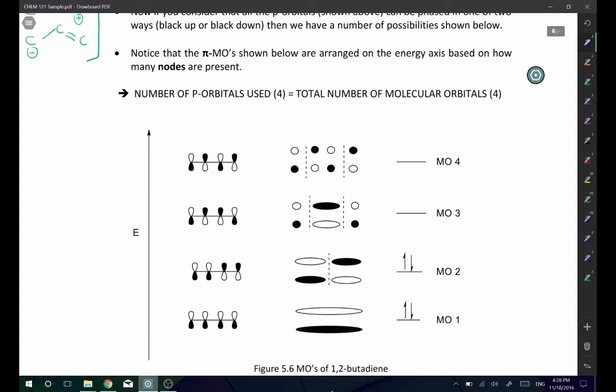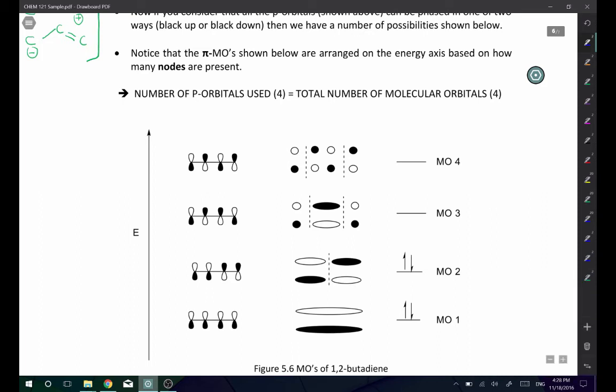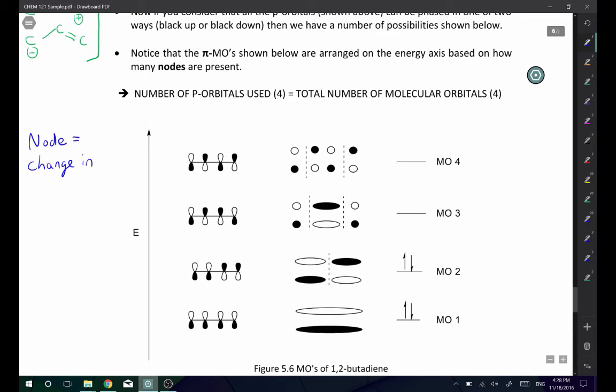How do we know that this is the pattern for all of our molecular orbitals? The key to knowing that this is indeed our pattern is to look at the number of nodes. What's a node again? Another way to describe a node is a change in orbital phase. So in the case of the first example, we have no nodes, so there are 0 nodes in the lowest energy example.